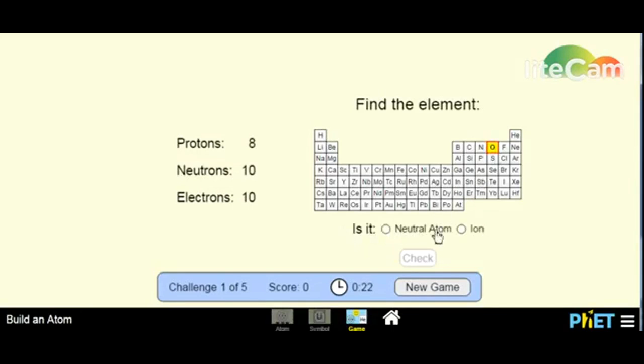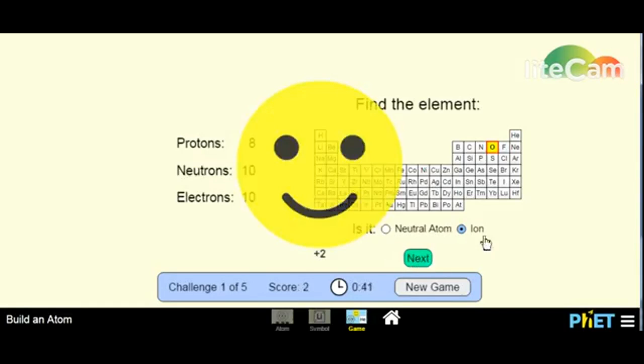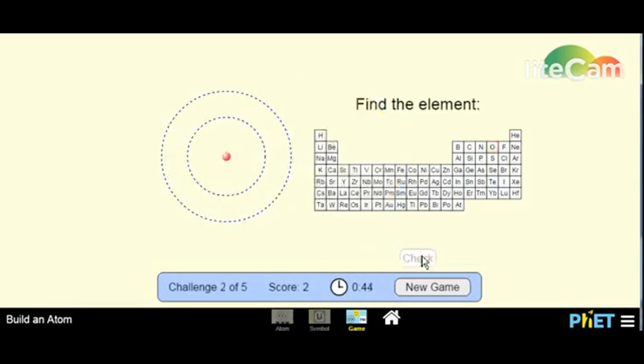But now it's asking me to tell it, is this a neutral atom or an ion? Well, do the protons and electrons match? They don't, so this will have an electric charge. It's an ion. Click check to see if you're right, and we are. Continue with the rest of the elements.